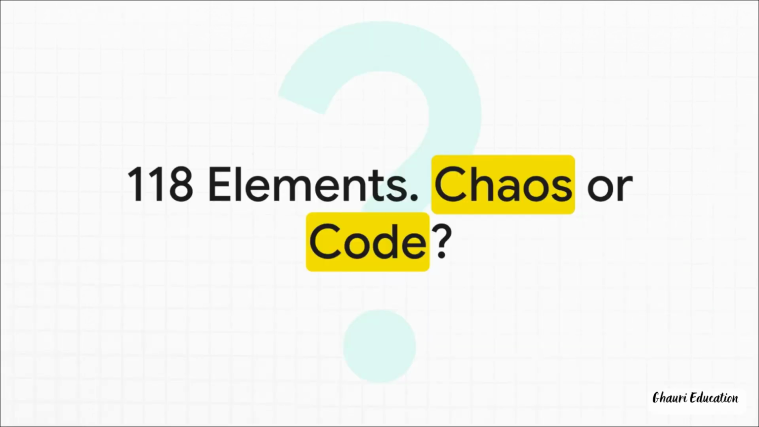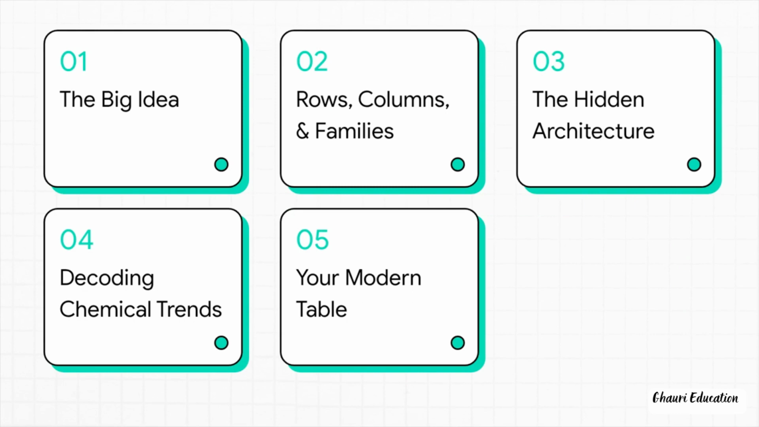So think about it. You've got 118 known elements. Is that just a jumbled mess of cosmic ingredients, or is there some kind of hidden logic, a secret code that ties it all together? Well, the answer is a big yes, and that's our mission today, to take what looks like chaos and make it crystal clear. So here's how we're going to do it. First, we'll get into the one big idea that makes the whole thing work. Then we'll learn how to actually read the grid, the rows and columns. After that, we'll dig into its hidden structure, find out how it can predict the future, basically, and finally bring it all back to today.